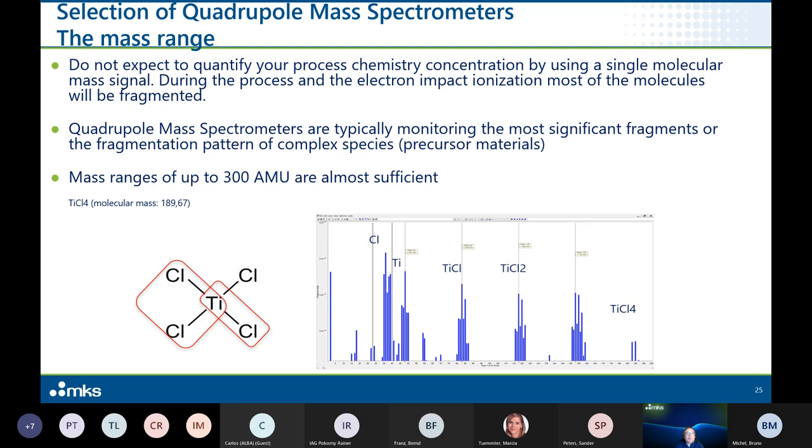And typically you may need to monitor the fragmentation patterns of your chemistries. Because here, if you look at this chemistry, which is titanium tetrachloride, which has a molecular mass of, let's say, 190, which is about here, you see only a small portion remaining as original signal, but you have much more significant fragmentation here. And that's what you may need to consider to monitor, not the core molecule, the main molecule. You may need to monitor the fragmentation pattern.